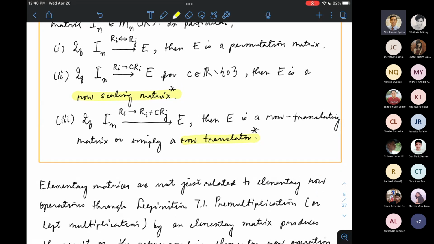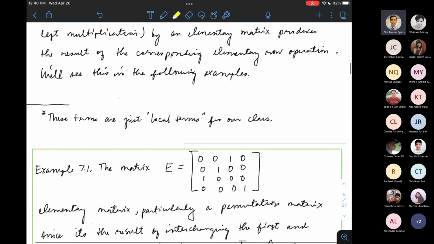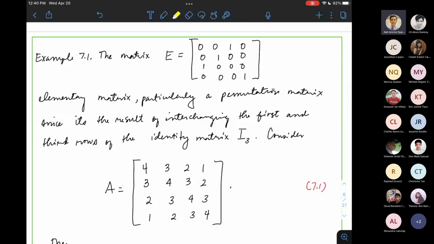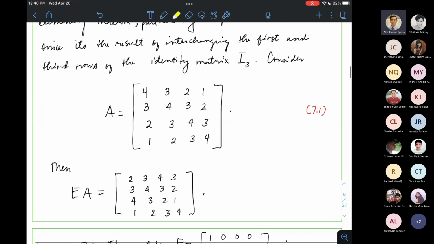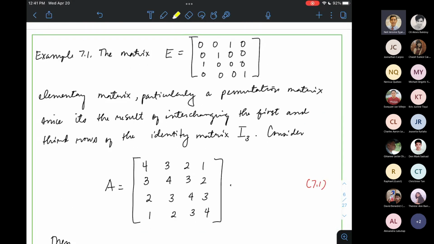Sorry, naputol ako. You perform it in the manner we did it in module number 6, or you can do it as a pre-multiplication of the corresponding elementary matrix. Okay? Halimbawa, balik example 7.1. So actually I was going ahead of myself here. Nag-example pala muna ako. Pinagsabay ko na nga pala sila sa example 7.1.